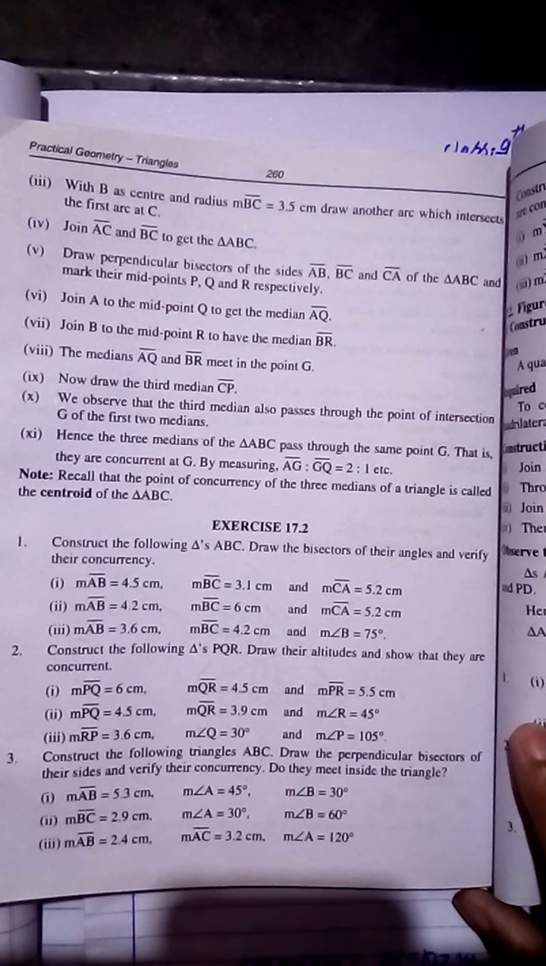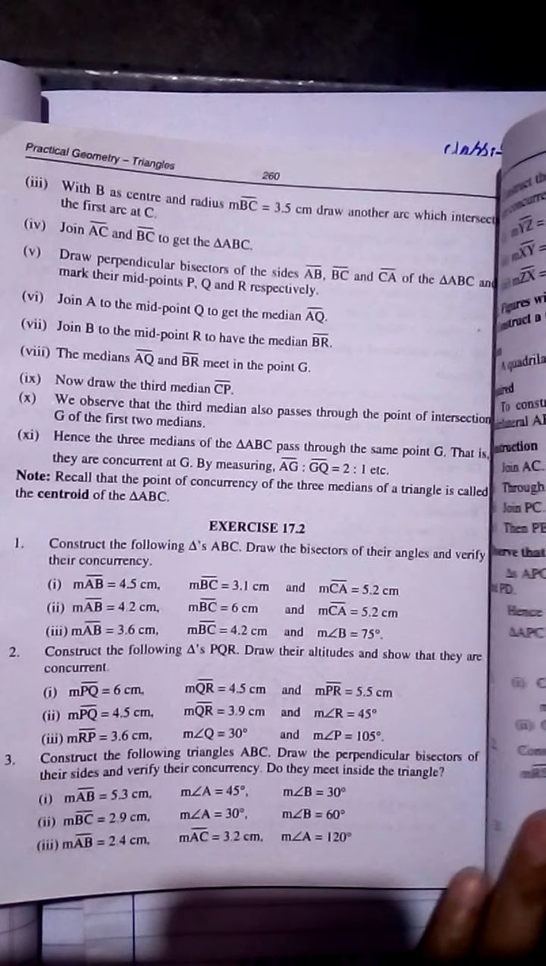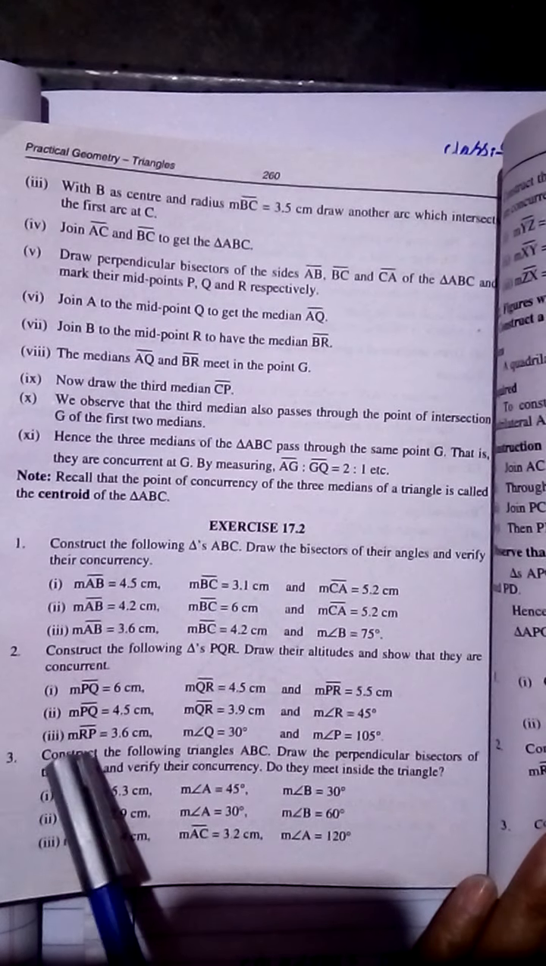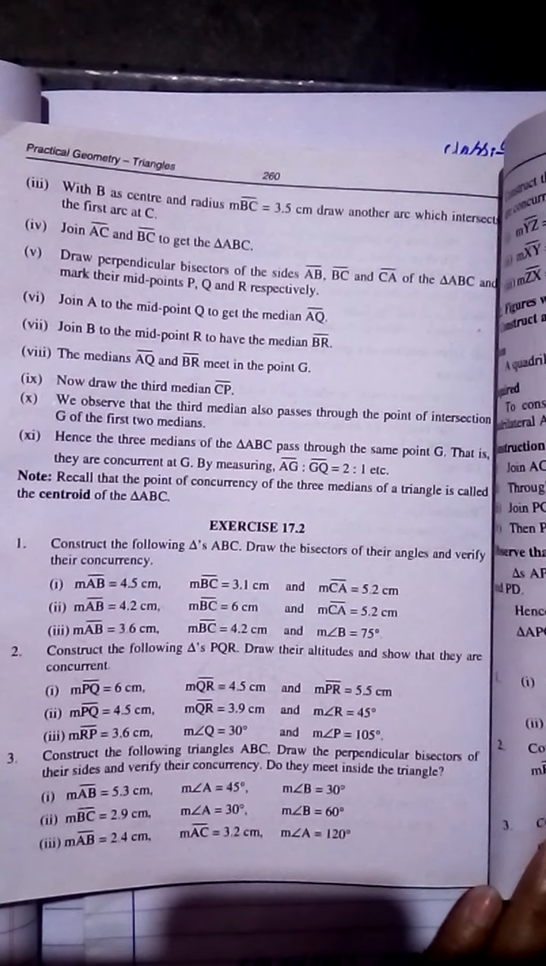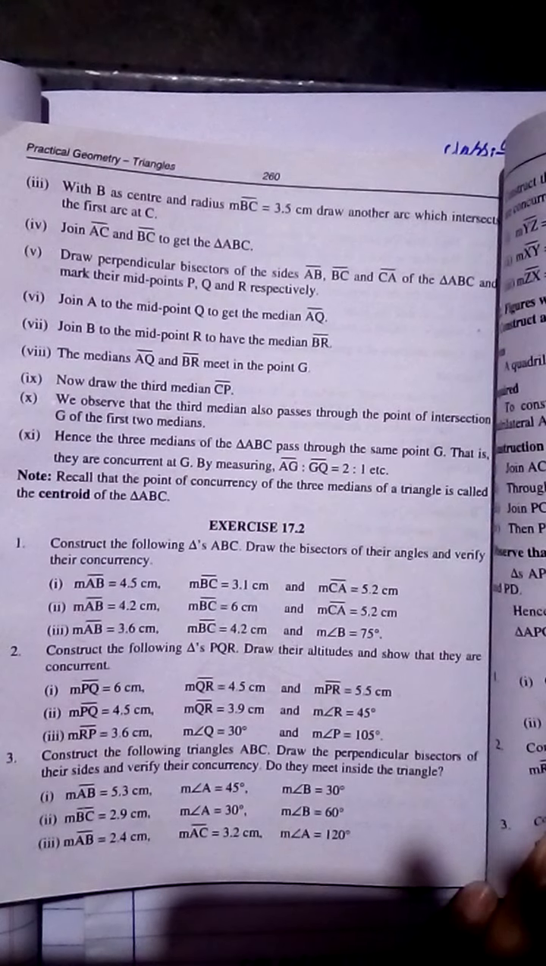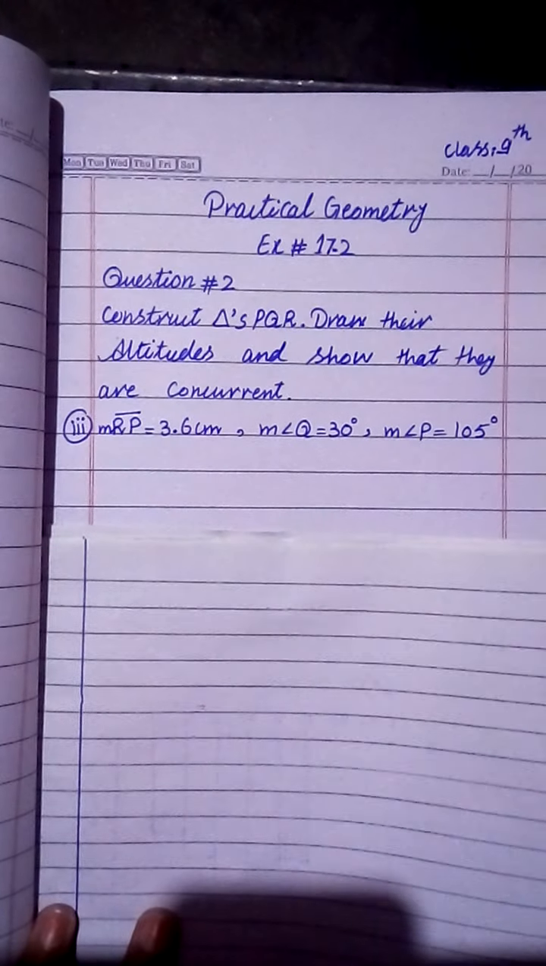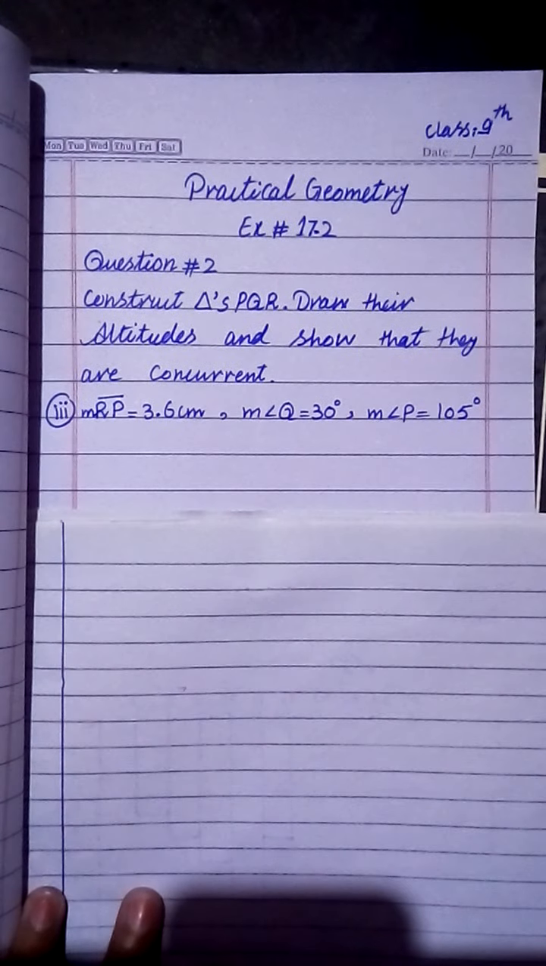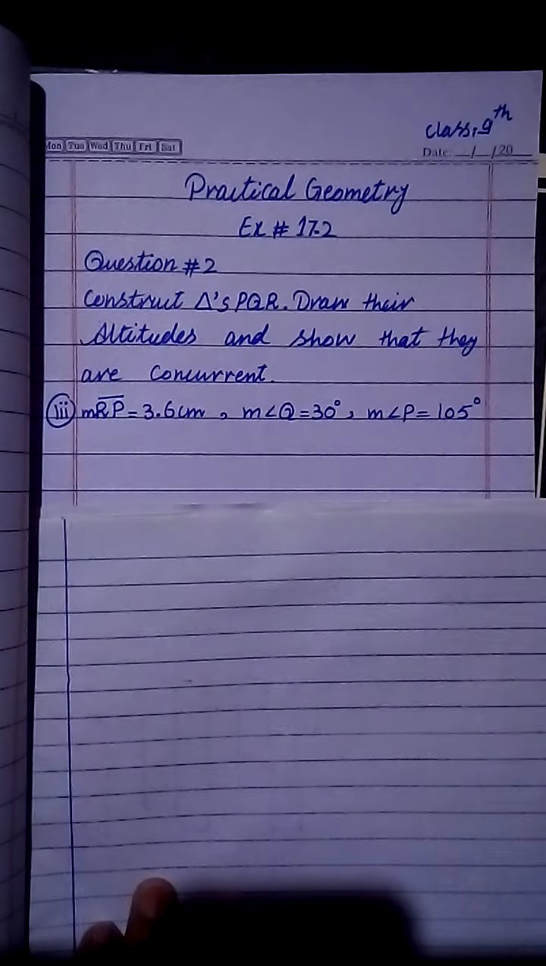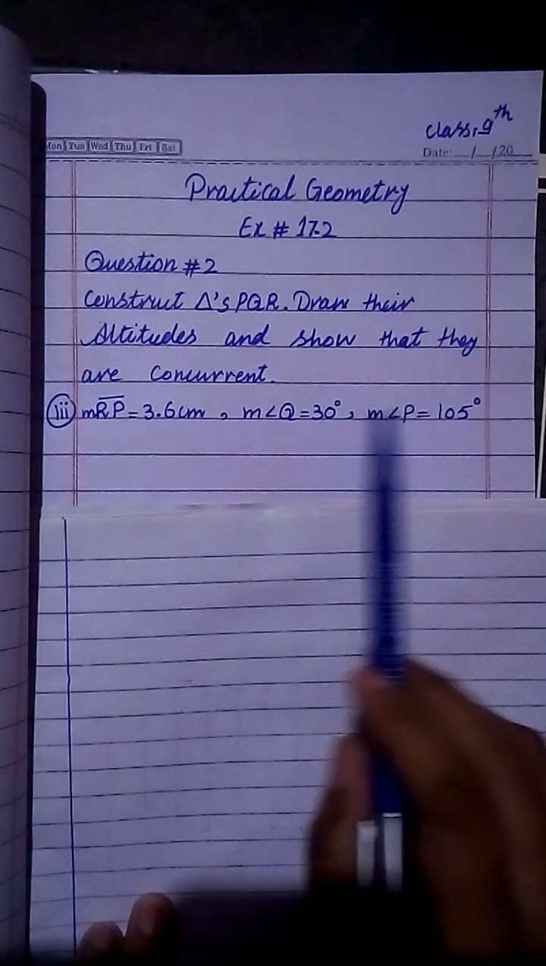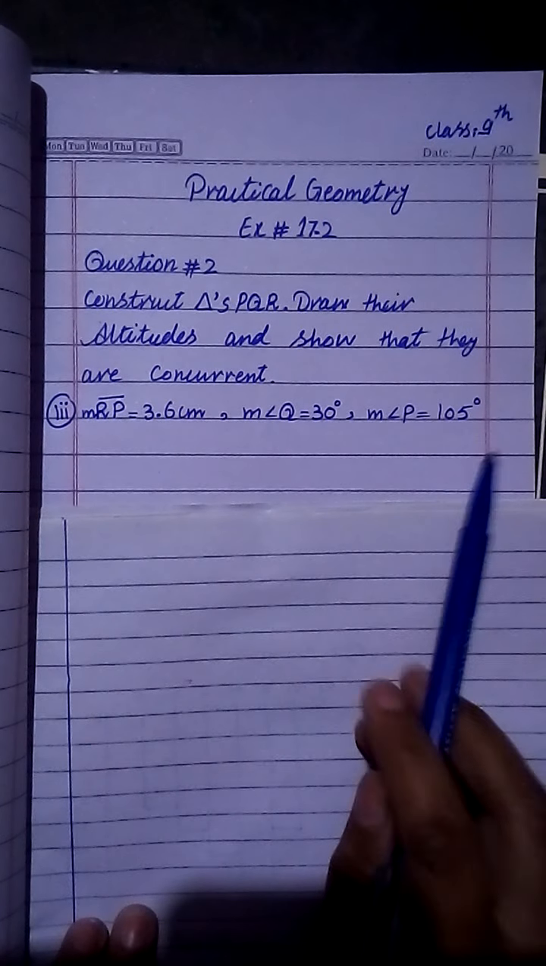In this chapter, in exercise 17.2, we will do today question number 2, part number 3. This part is included in smart syllabus. Now let's see question number 2, part number 3. RP equals 3.6 centimeter, angle Q equals 30 degree and angle P equals 105 degree.